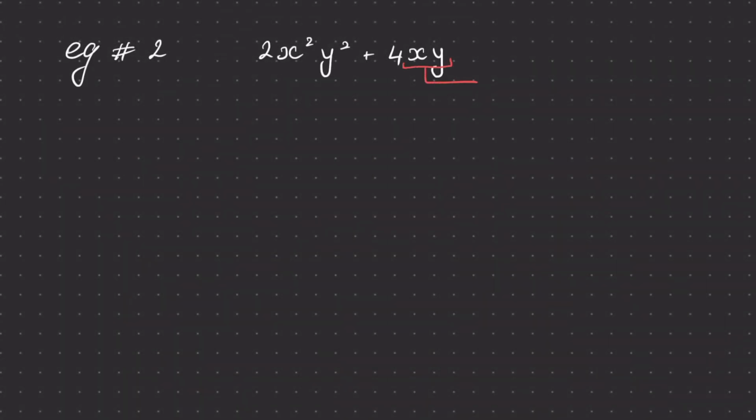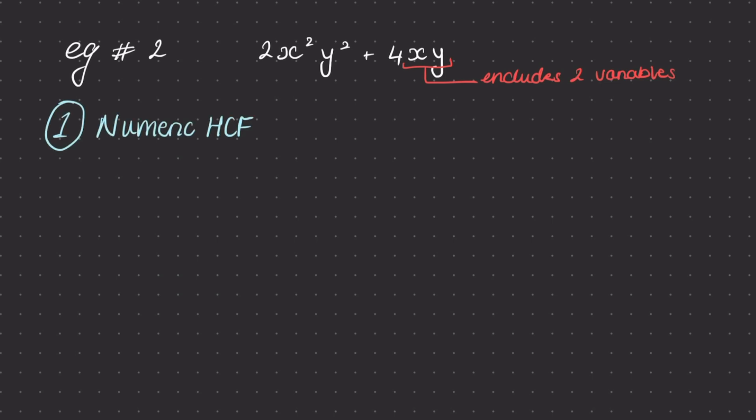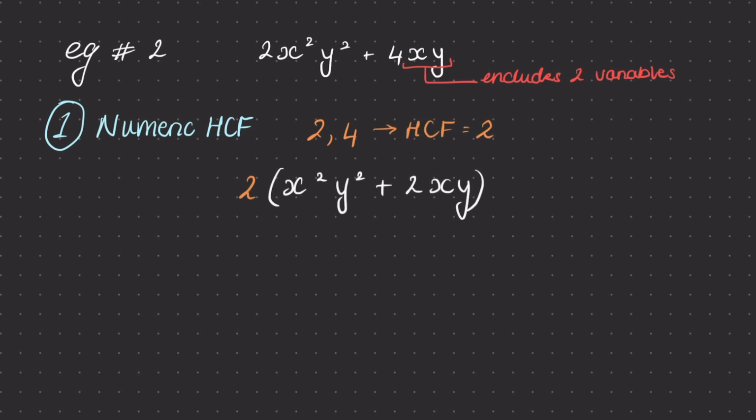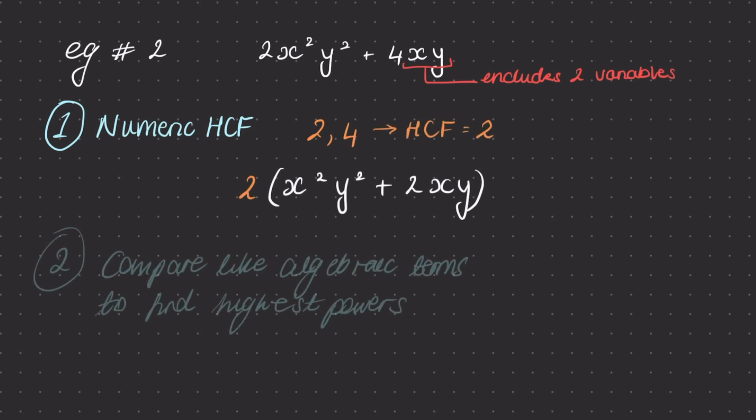Next we have example 2, which is an expression that includes 2 variables now. This is one of the simpler examples, just so that I can show you through the steps, and then there will be a video at the end of this topic with some harder questions. These steps are very similar to the question we've just done. The first step, as always, is to look for a numeric highest common factor. In this case, the coefficients are 2 and 4, so the highest common factor is 2. I have then placed this outside of the brackets.